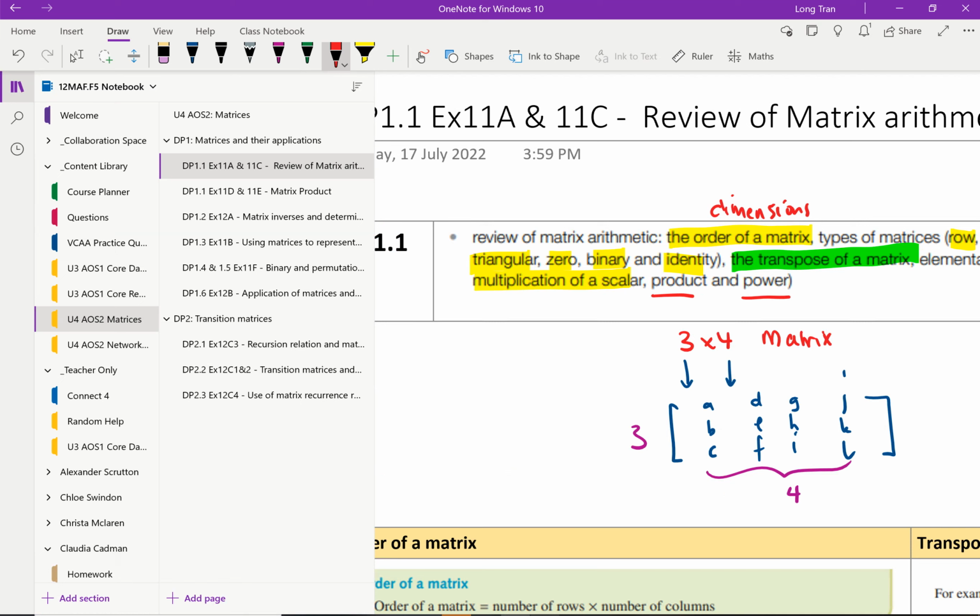So D and E is to do with product and power, and then the first part is to do with add, subtract, and then all the other reviews of your dimensions. Okay, so that's what DP 1.1 is. All of those 4 exercises will cover the first dot point that you need to know. Okay, so here we go. Let's review.